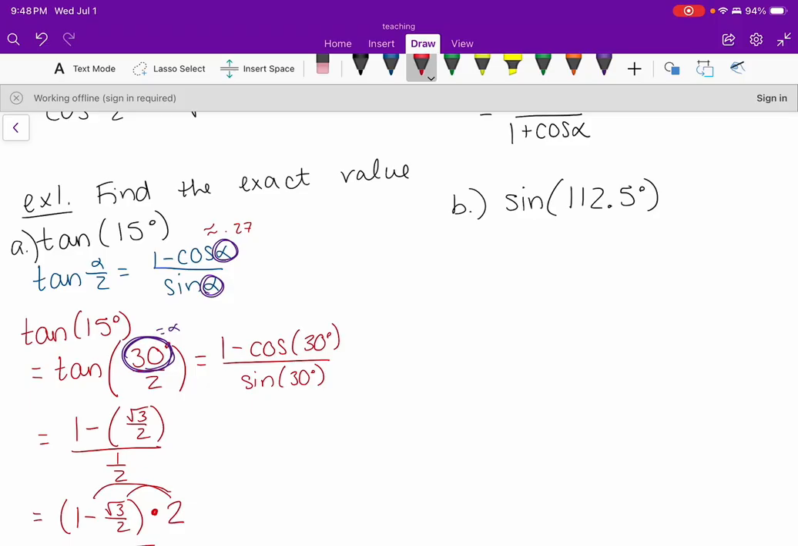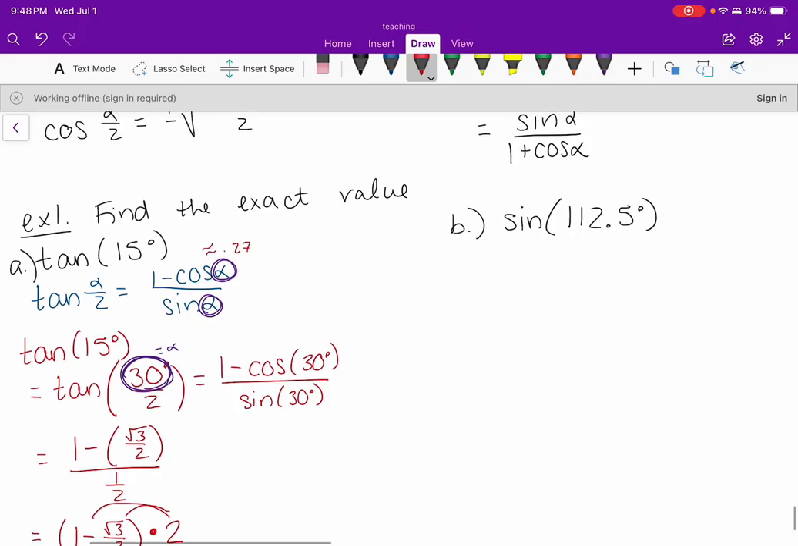Now you could have also used the sum or difference identity for tangent here. I like the half angle identity for tangent when doing exact value problems like this, just because it's way easier to simplify than what we did in the last video.